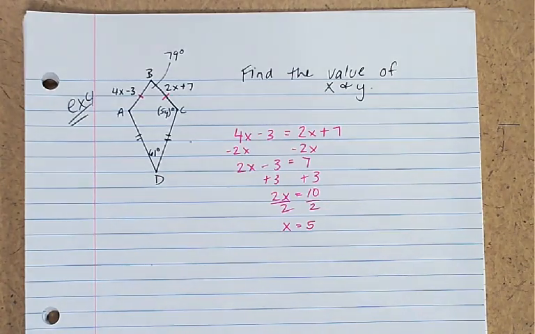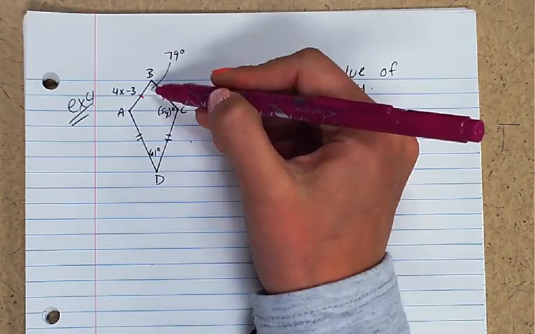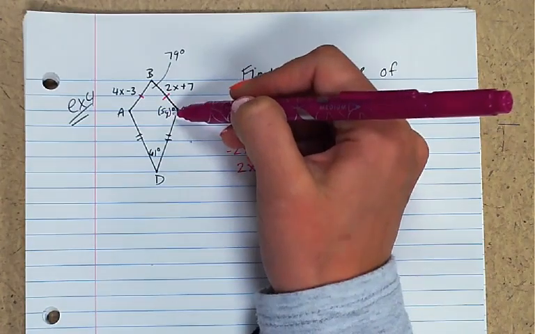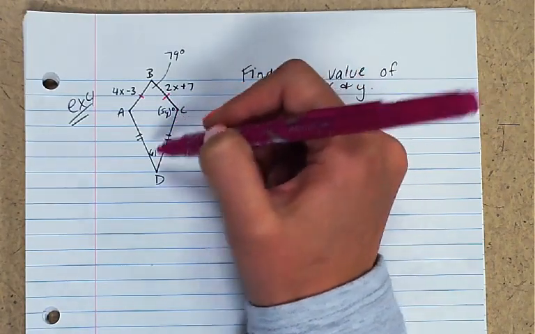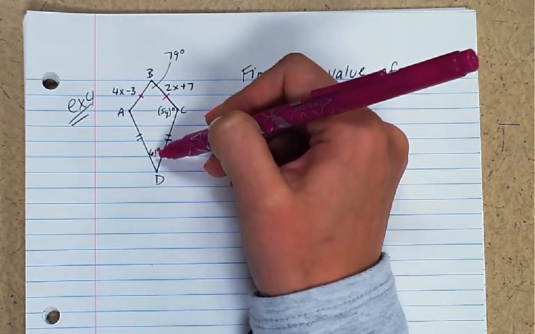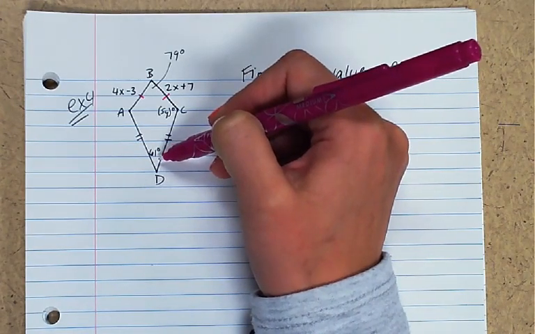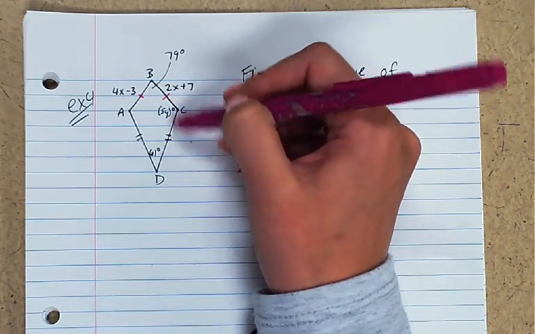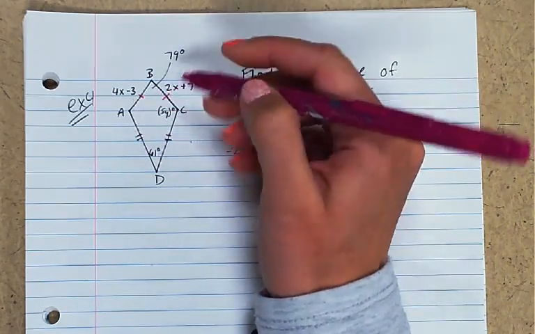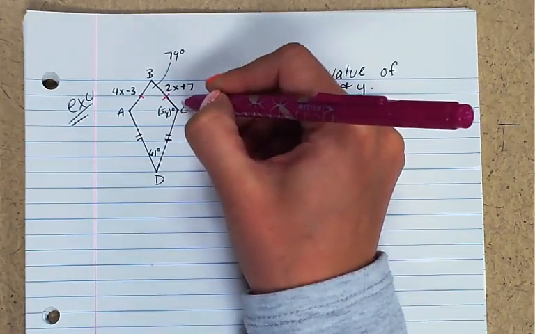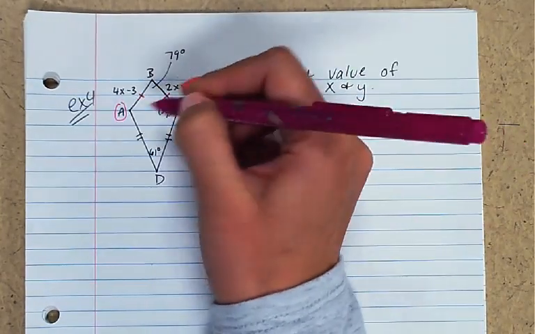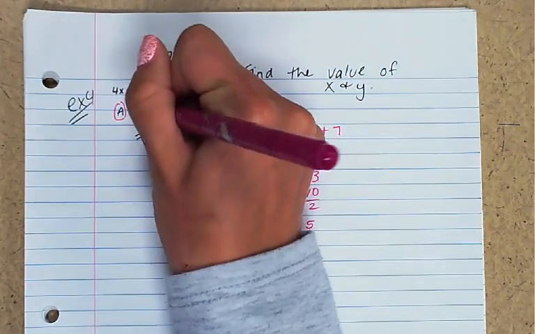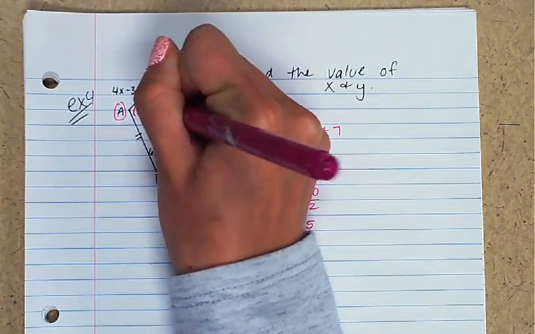Okay, so now solving for y. So this angle here is 79 degrees. This says 5y degrees, and down here is 61 degrees. So for a kite, the angles that are formed by the non-congruent sides, so like these are not the same length, they're actually the same. So angle C and angle A are going to be the same measure. So I'm going to write 5y degrees over here.